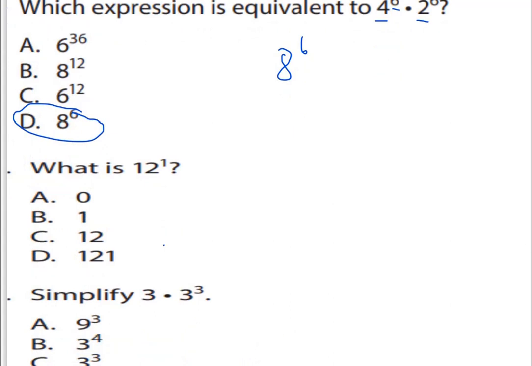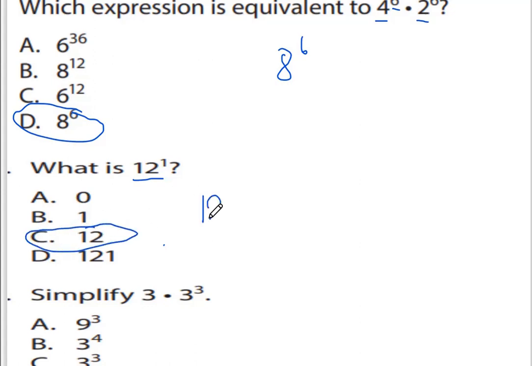Next, what is 12 raised to 1? So any number to the first power is the number itself. So in this part, 12 is the number. Again, any number that is raised to 1 is the number. So here that is letter C, 12.